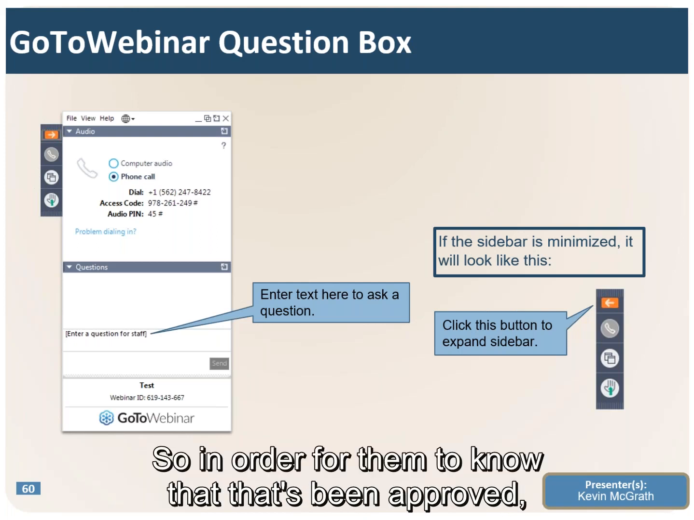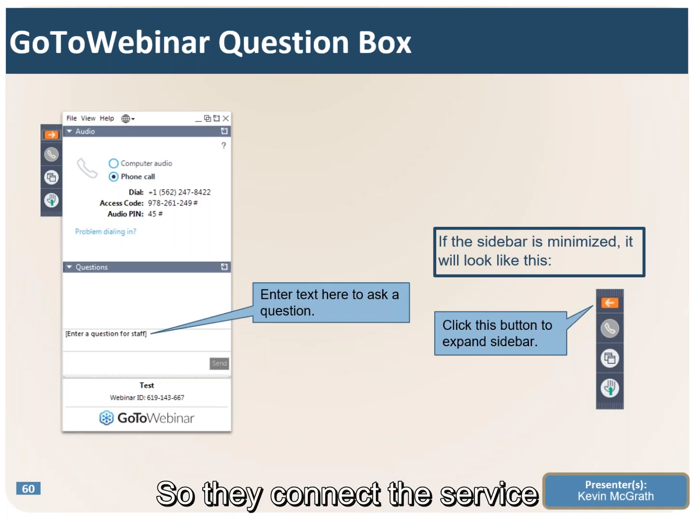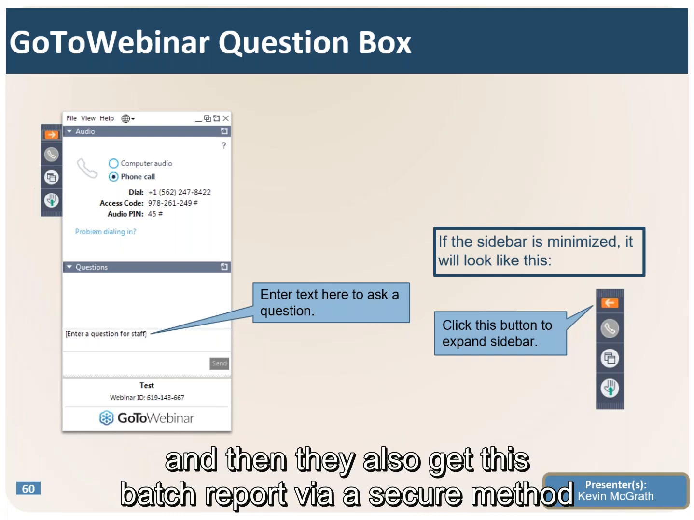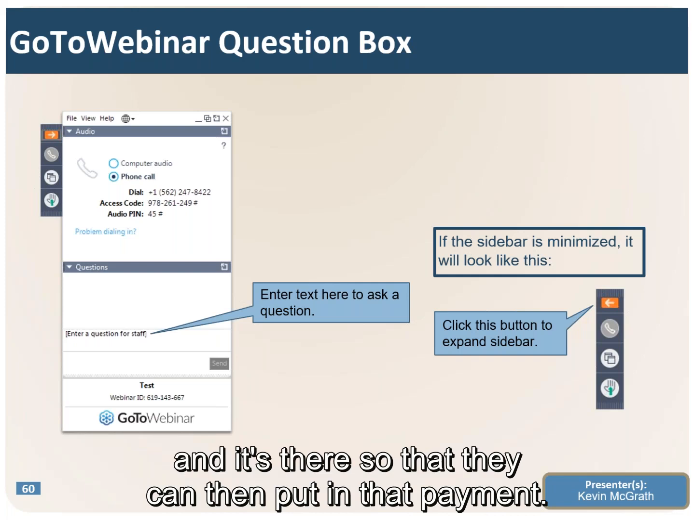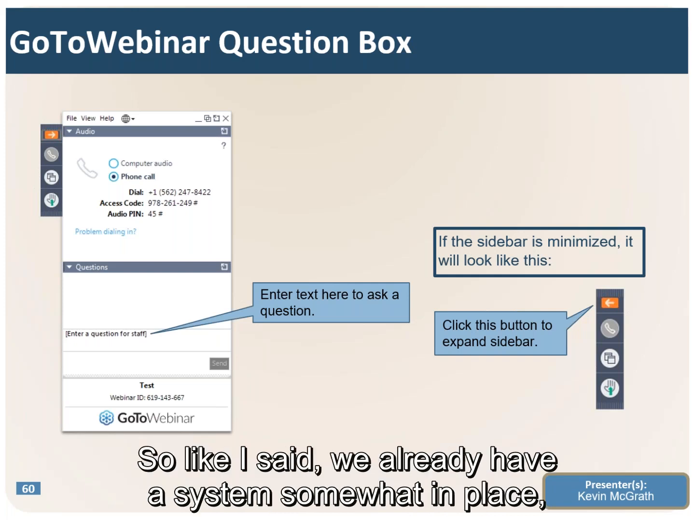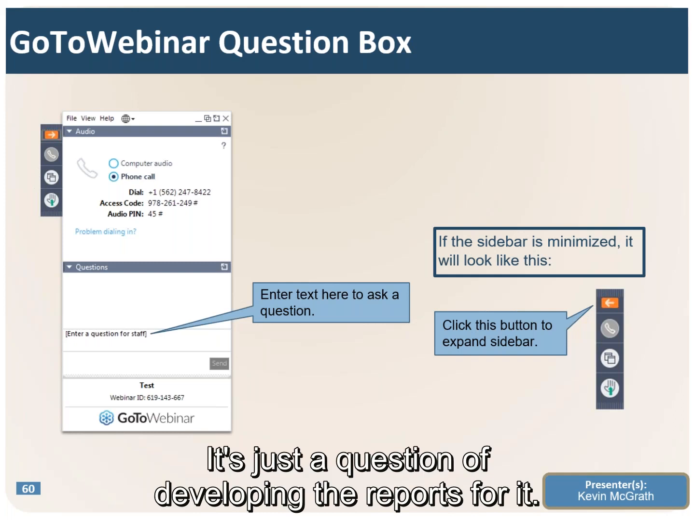And so in order for them to know that that's been approved, we pledge them the crisis dollars so they connect the service, and then they also get this batch report via a secure method to confirm that it was processed, so that they can then put in that payment. So like I said, we already have a system somewhat in place as far as the secure method of transmission. It's just a question of developing the reports for it.